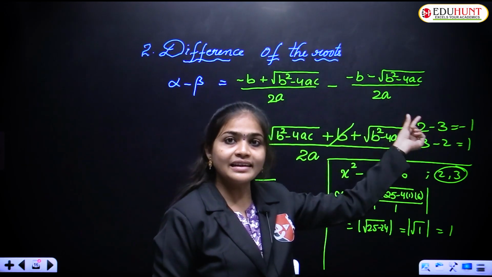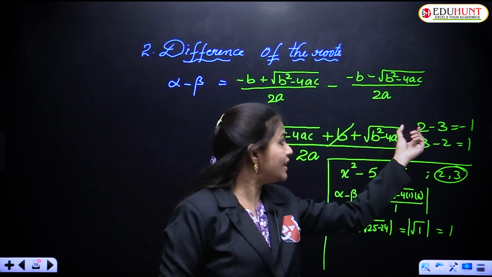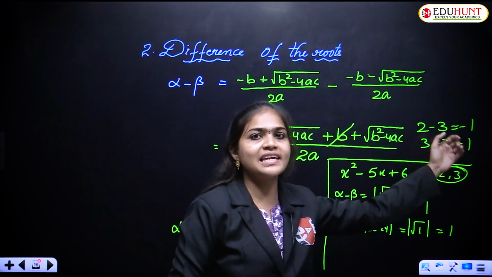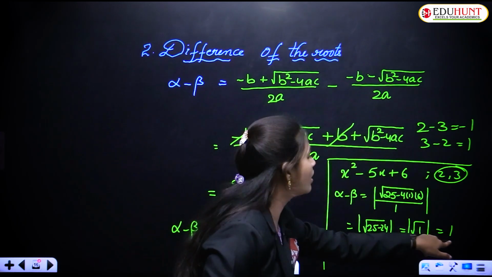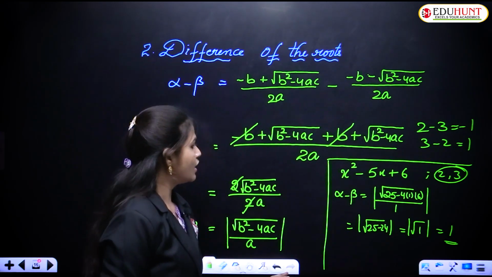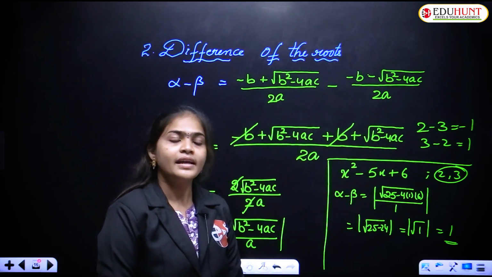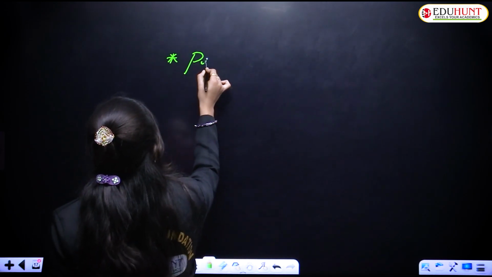Okay, so if you take 2 as the first one, then 2 minus 3 is minus 1. And if you take 3, then 3 minus 2 is plus 1. So positive 1 is there, negative 1 is there. So if you keep the modulus symbol, then the value is always positive. Understand? So that is the difference. So this is the formula for alpha minus beta. Okay. Now next we will learn about the product of the roots.